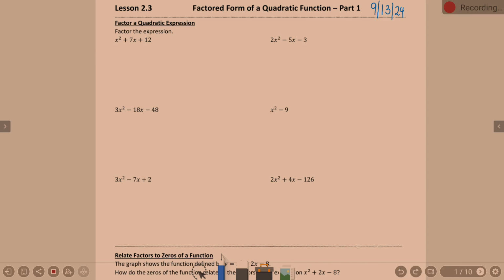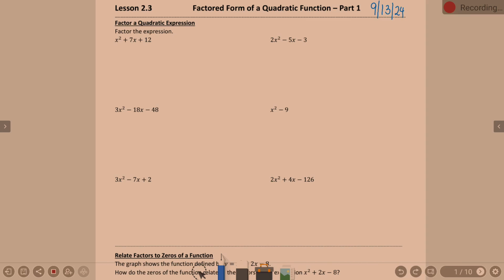Is factoring where like 4 plus 3 equals 7, 4 times 3 equals 12? Is that it? Quit giving away the first problem. Well, no, okay, but yes. So we're going to talk about factoring our quadratics.